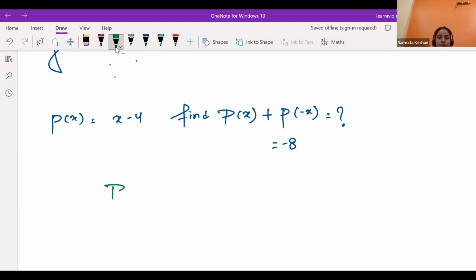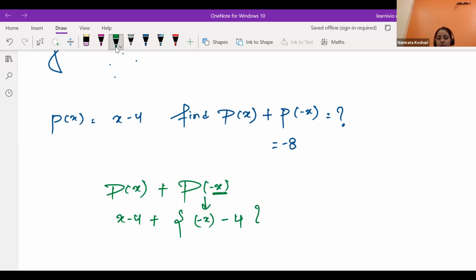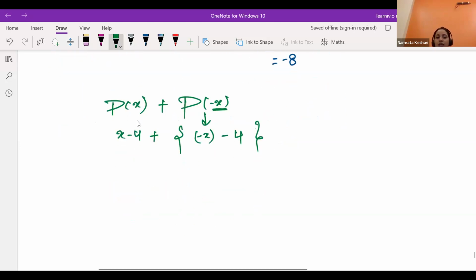P(x) is, this is what we are supposed to find over here. P(x) is x minus 4. P of minus x is, at the place of x in the polynomial, we will be writing minus x. So minus x minus 4. Okay, this is P of minus x. Let's try simplifying it. x minus 4 minus x minus 4. So we are getting x minus x cancels, and minus 4 minus 4 is minus 8.